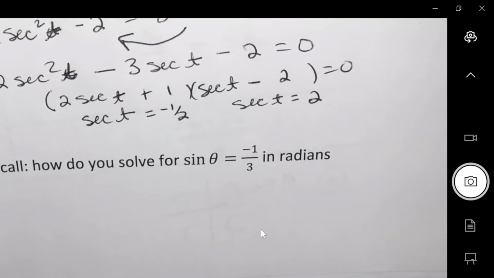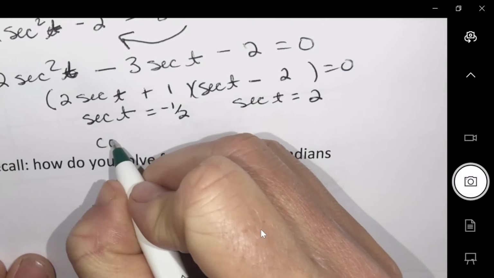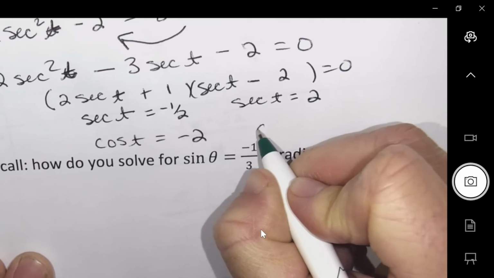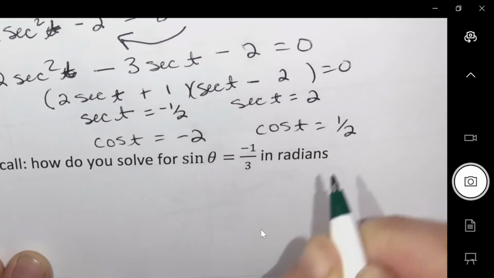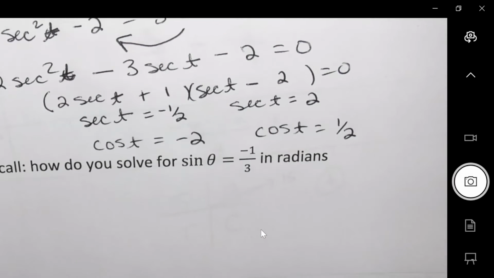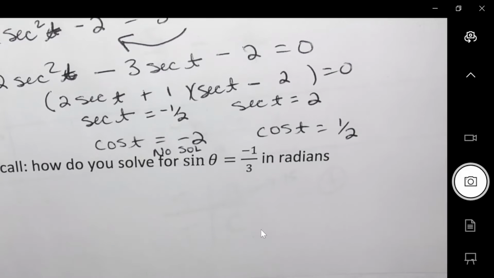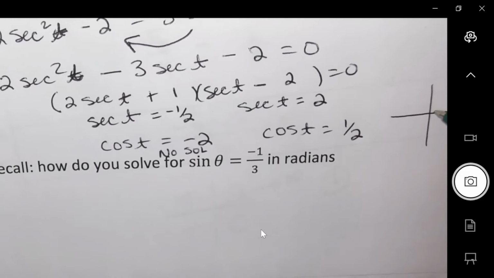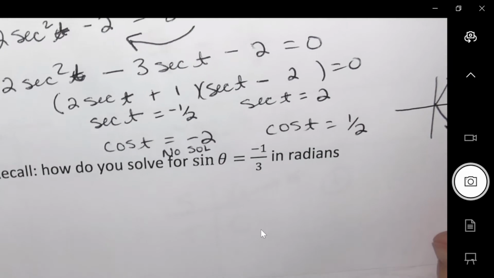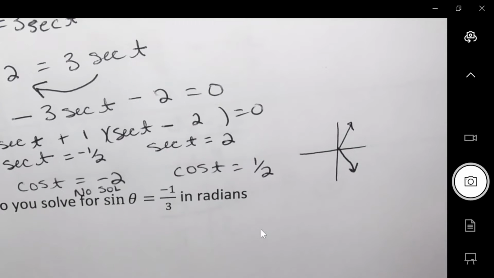Okay, what do we do in an equation instead of working with secant? We're going to flip it to cos. Okay, so we're very close to the last one here. So we'll do that one first. No solution on that one. Can't inverse that, it doesn't work. And we discovered where we were at a half. We were at a half there.